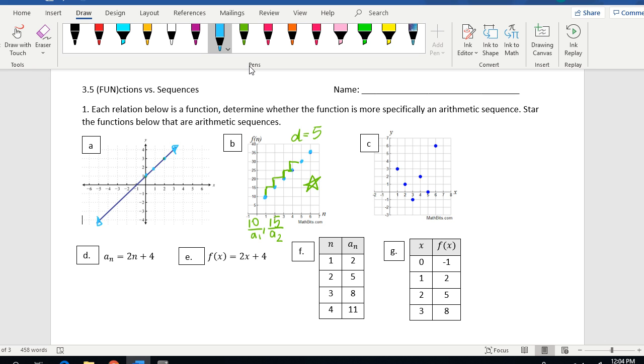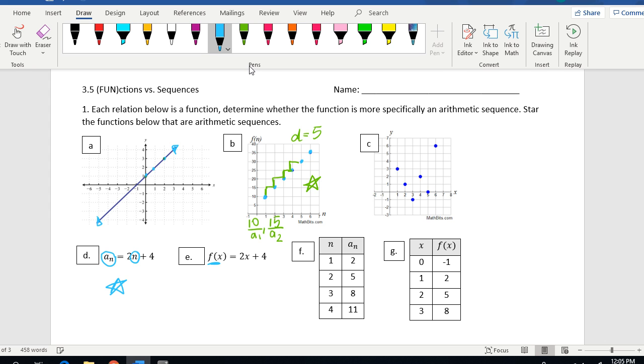Letter D. This one is all about notation. I see a sub n and n, so this is telling me that this is some sort of sequence. This looks like an explicit formula. If I were to simplify it, I have a slope that's constant, and here's where I would start, plus 4. So this is an arithmetic sequence.